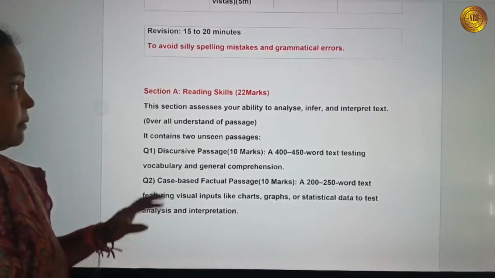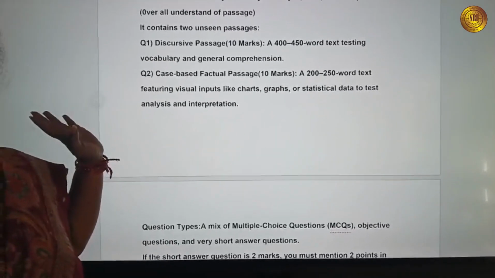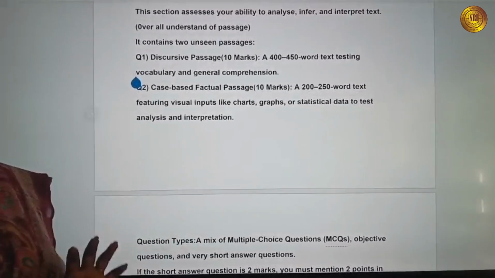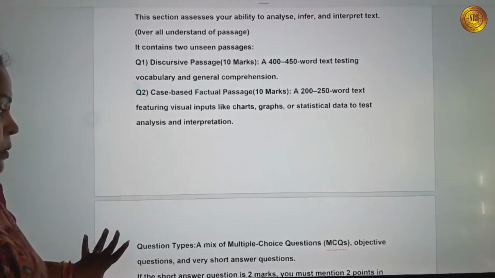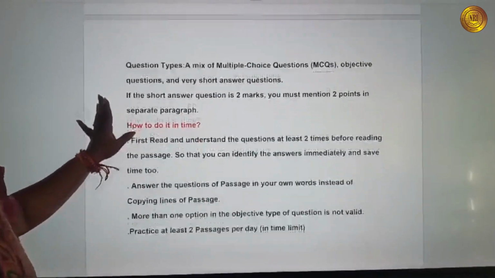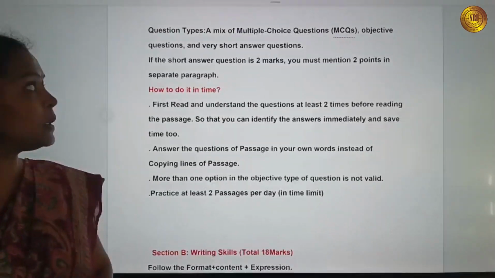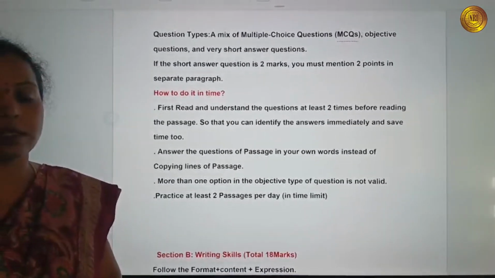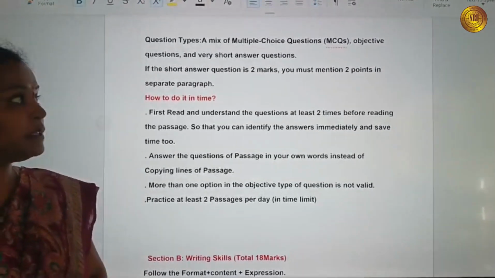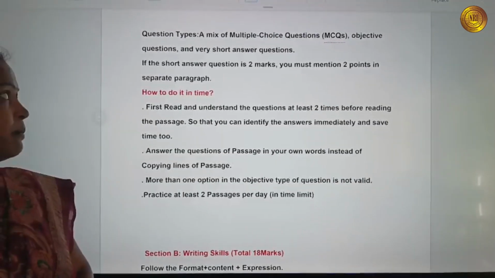Because it is a language paper, grammatical mistakes and spelling mistakes are very important to correct. Now section-wise, as I said earlier also, discursive and case-based passages will be given. The types of questions are multiple choice, word meanings, and short answers. But if the short answer question is 2 marks, you must try to attempt it with 2 points. Now, how to do it in time is very important.